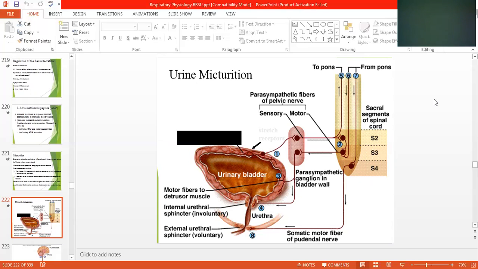Then it will go through the urethra, and come to the external urethral sphincter, which is voluntary. When you want, you can. When you feel the desire, you just go to the washroom and this urine comes out. The somatic motor fiber of the pudendal nerve. The pudendal nerve is given in this area, which provides innervation to the sex organs as well as to the urinary bladder.